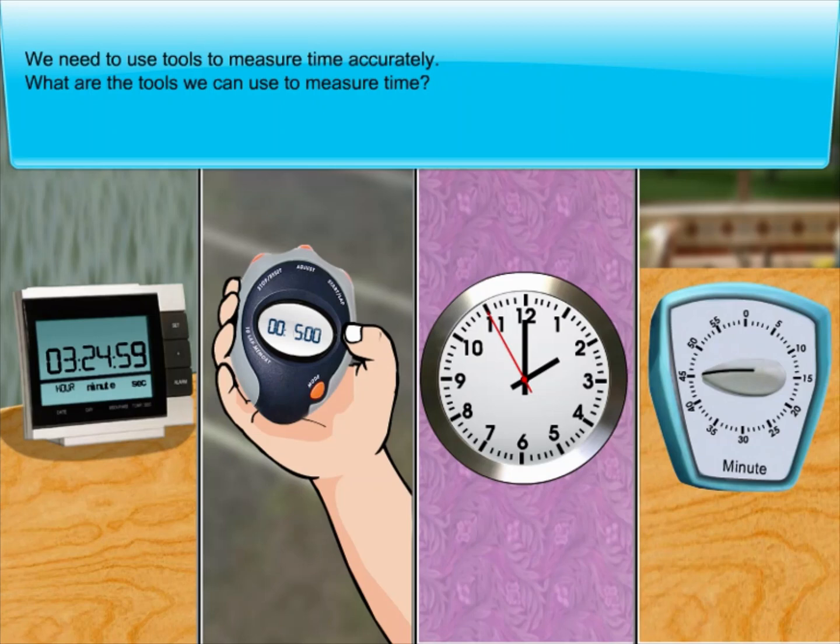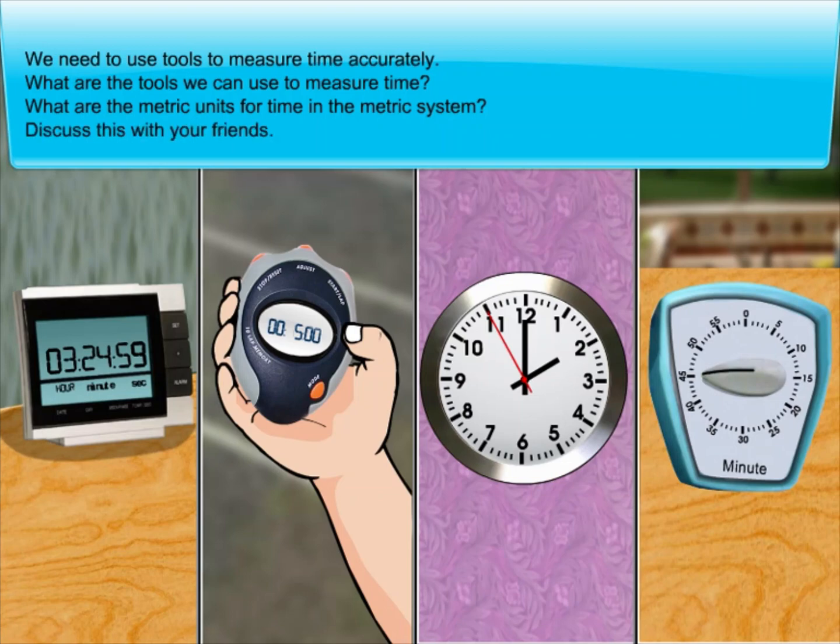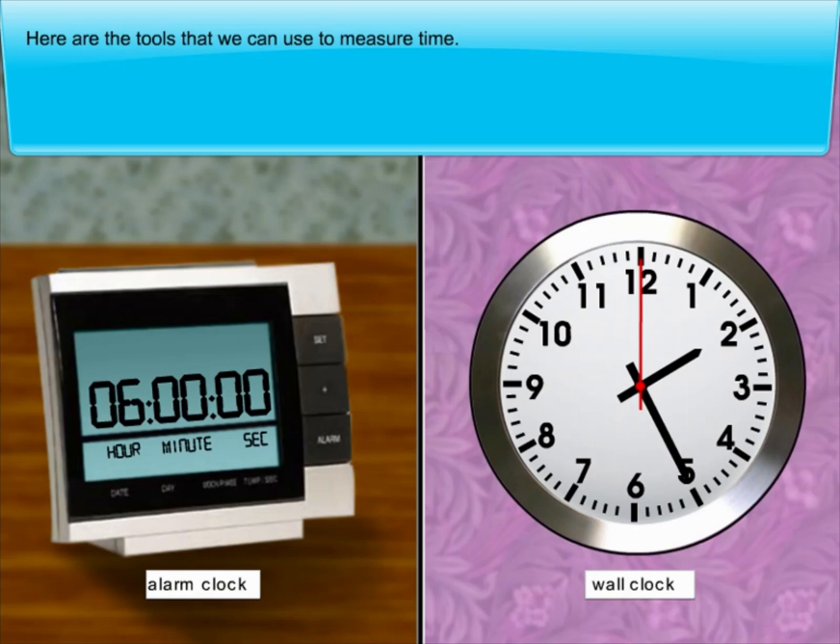What are the tools we can use to measure time? What are the metric units for time in the metric system? Discuss this with your friends. Here are the tools that we can use to measure time. What can you see on a clock? Click on each of the clocks to see.